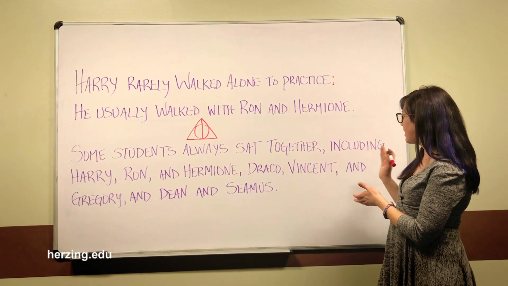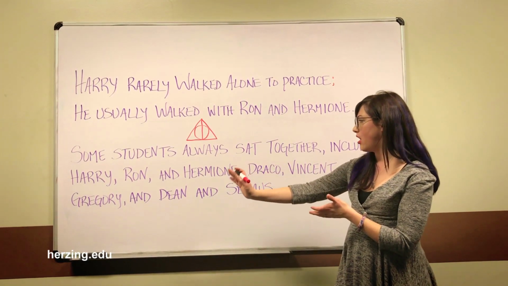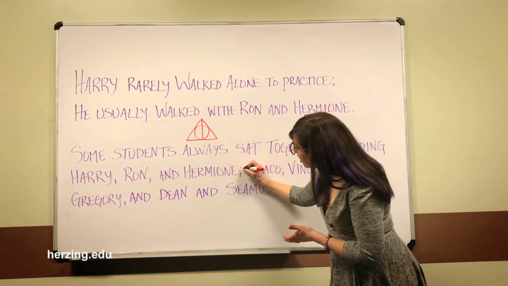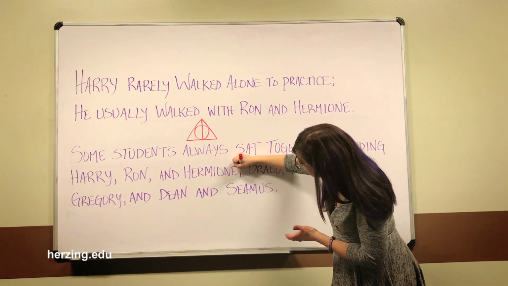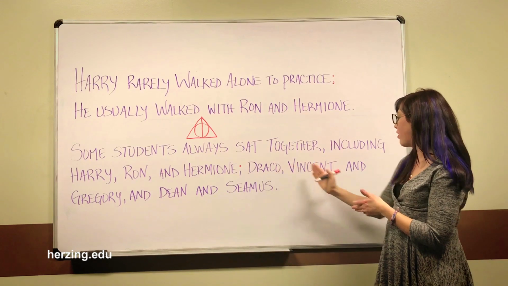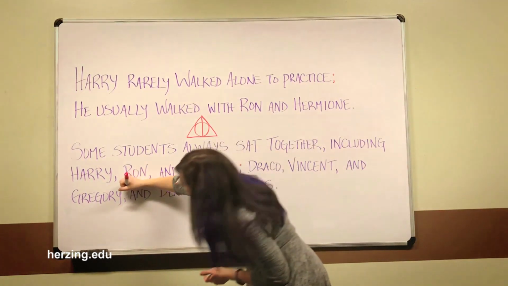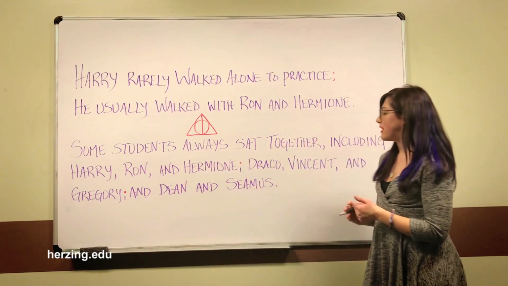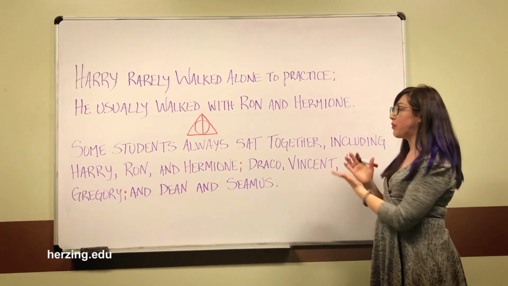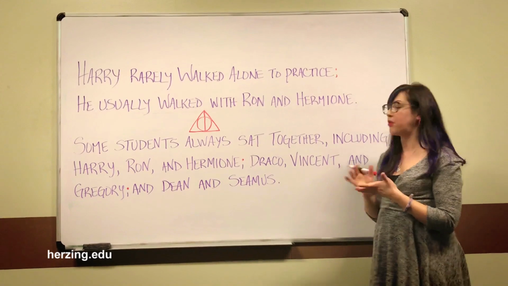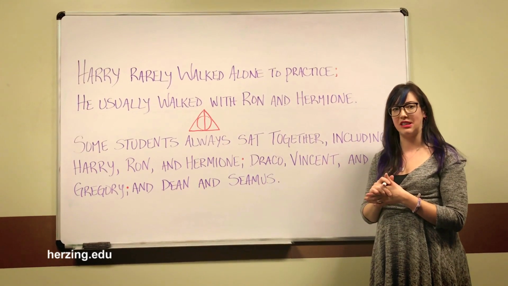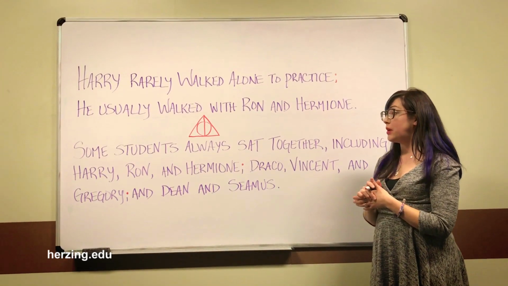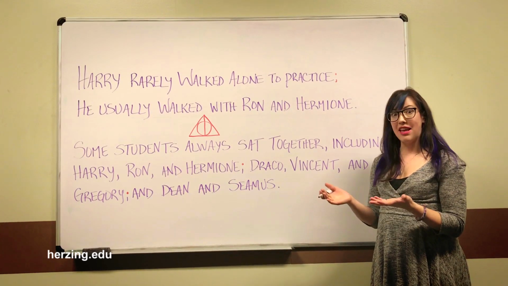Some students always sat together, including Harry, Ron, and Hermione; Draco, Vincent, and Gregory; and Dean and Seamus. Now we can see that we have three items in this list, three sets of students who always sat together, separated out by semicolons. And that's really it.